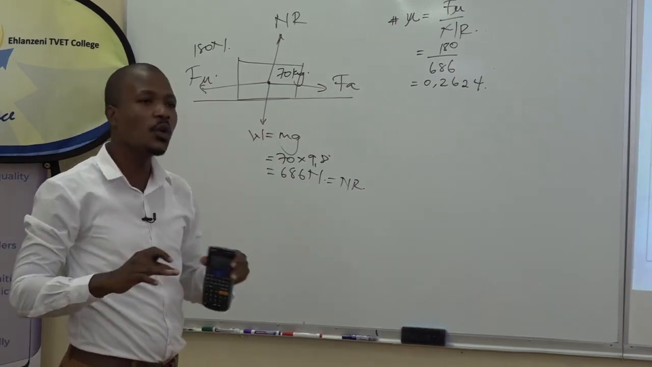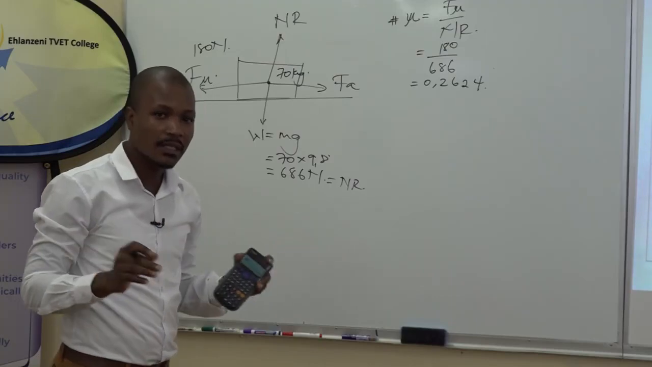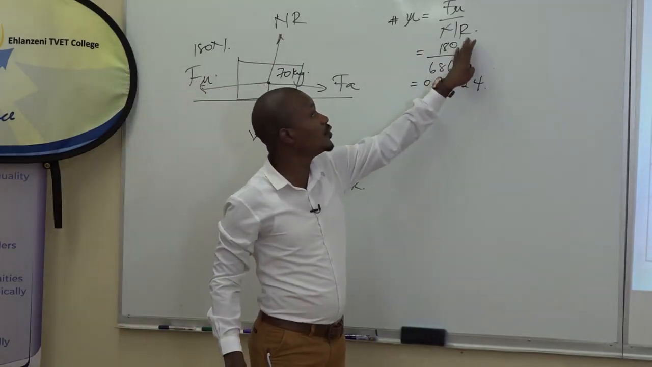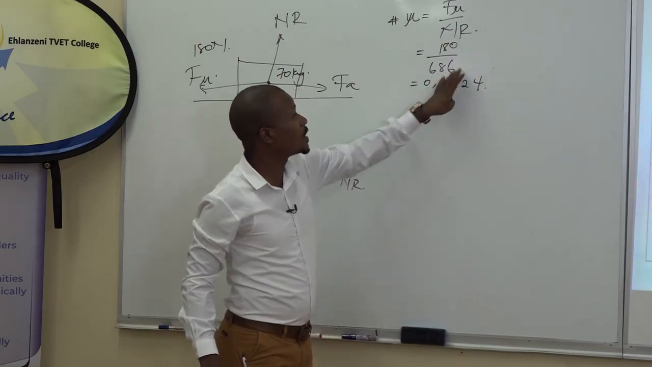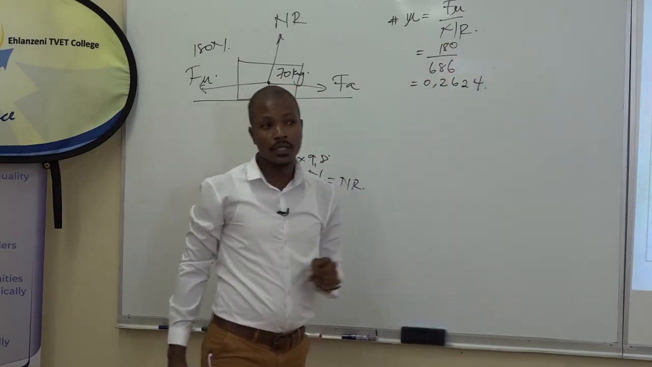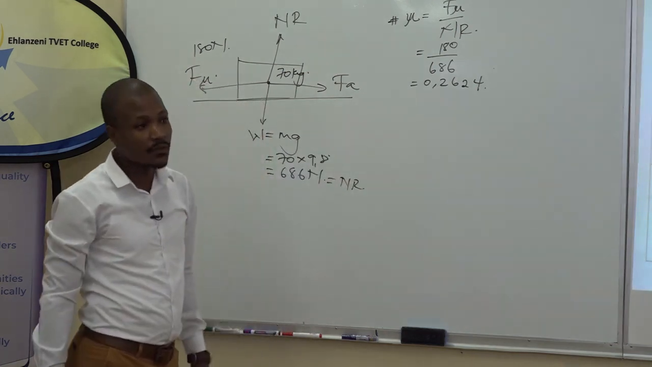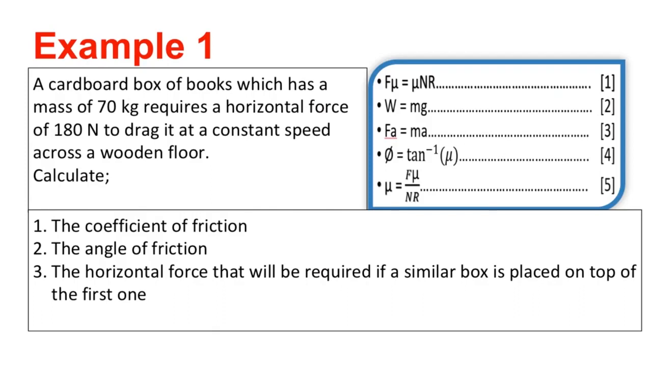Now the coefficient of friction will not have SI units. The reason is our frictional force is measured in Newton. Our weight is measured in Newton. These units will then cancel out, and then we will not have units for the coefficient of friction. Now let us move to the next question.